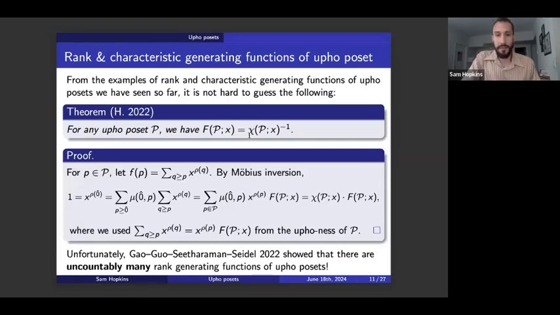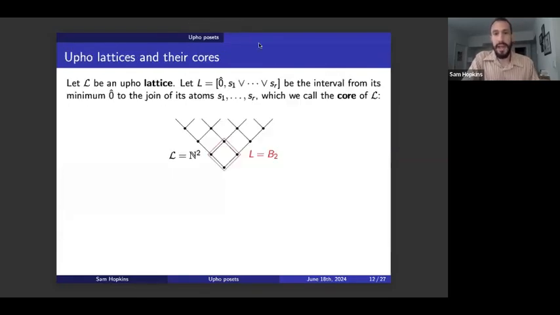But here's something which is really nice: when we restrict to a lattice, things change. Again, a lattice means that we have joins and meets, least upper bounds and greatest lower bounds. If I'm given an Upho lattice, I can consider the interval from the minimum 0 to the join of the atoms. If I have r atoms, S1 through Sr, their join exists in this lattice, and I can look at the interval from the minimum to that point, and I'm going to call that interval the core of my Upho lattice.